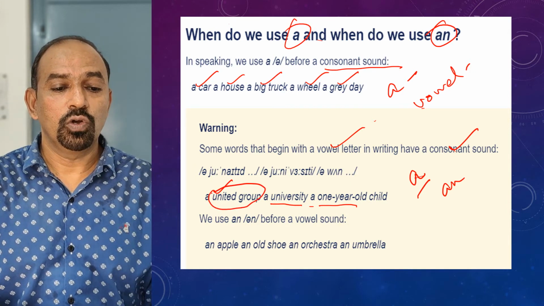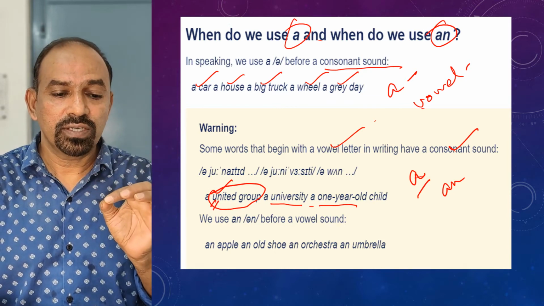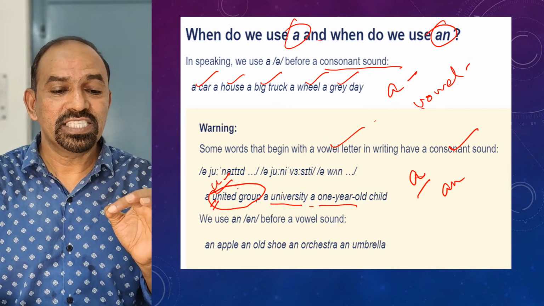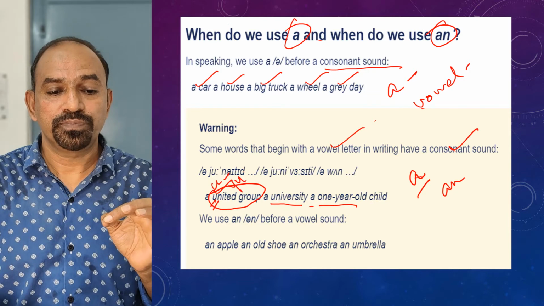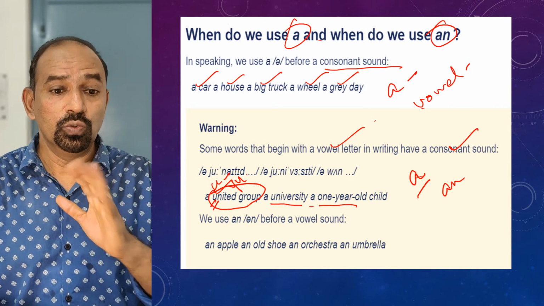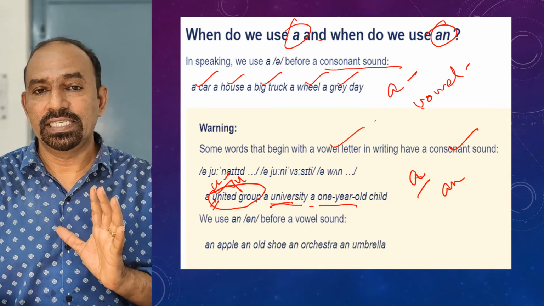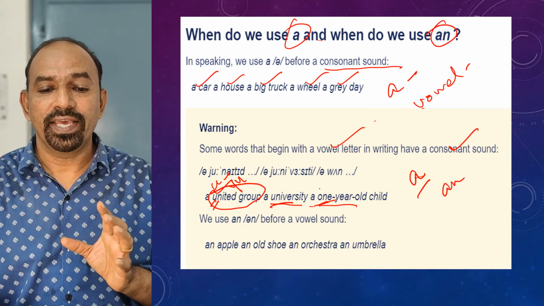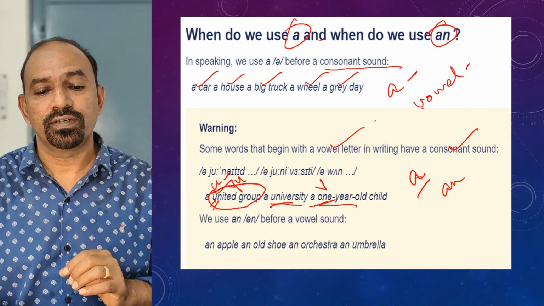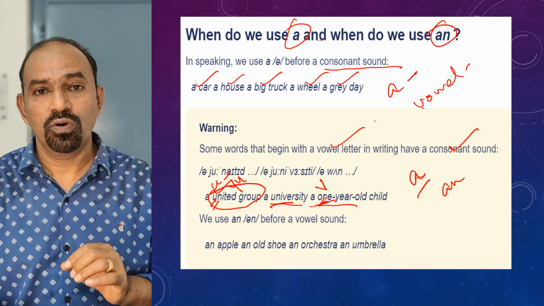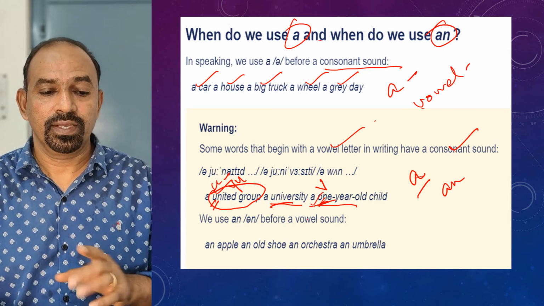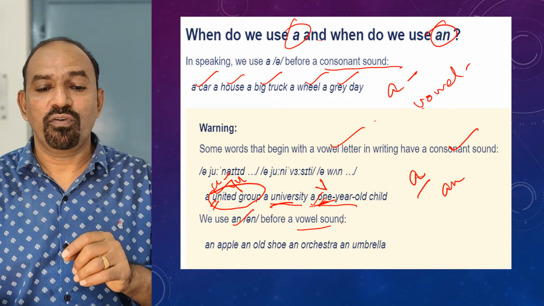A united group. Here, united is written with U. U is a vowel letter, but it sounds like Ya. And university, a university. And in one year, a V sound is there. Even though the letter is O, we pronounce it as Wa. So we use a. And we use an before a vowel sound.